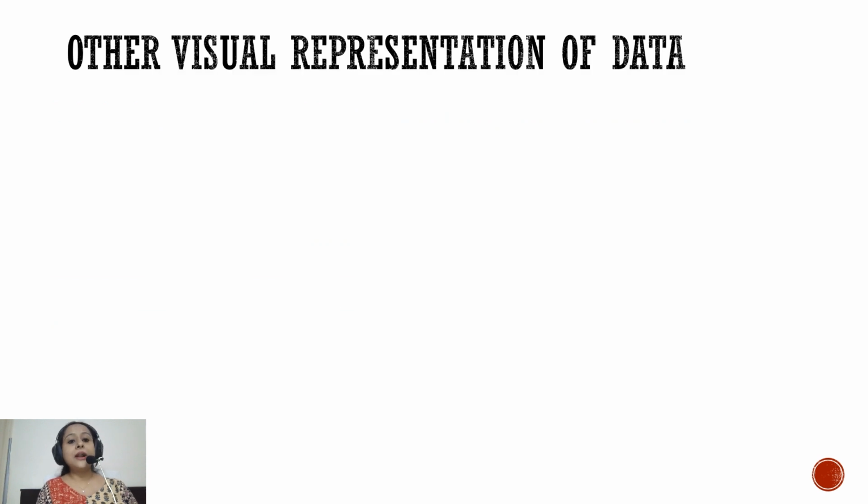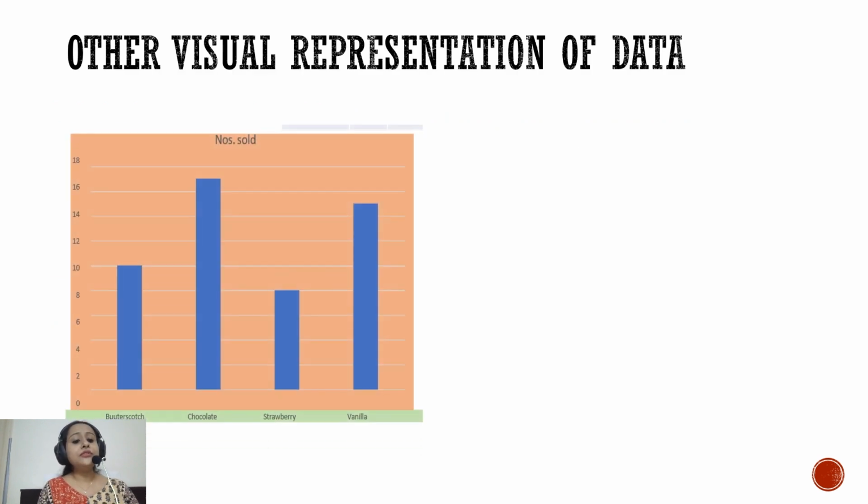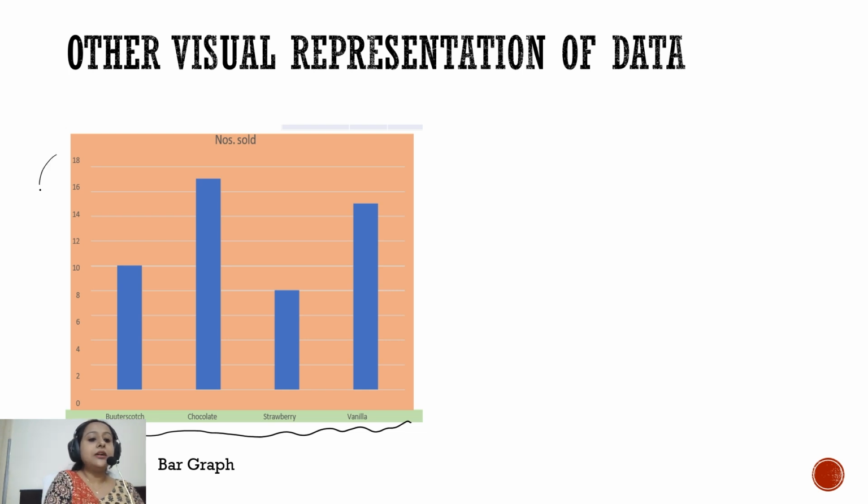There are other visual representations of data also. We will use the same data to explain what a bar chart is. In a bar chart, on the horizontal axis, we measure different subjects, right? Here our subjects are different types of ice cream, and on the vertical axis, the y-axis, we measure numbers, the measured value. In this case, the measured value is the number of ice creams sold.